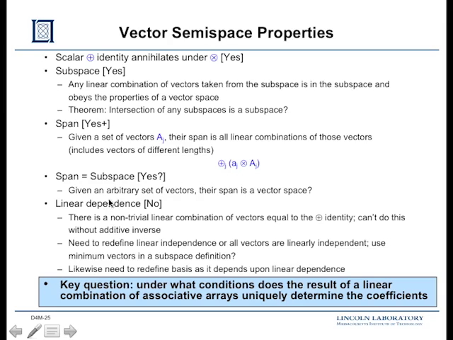Linear dependence: is there a non-trivial linear combination of vectors equal to the plus identity? You really can't do this without an additive inverse, so we really kind of need to redefine linear independence, which we can do, but a lot of the proofs of linear independence and dependence rely on the existence of inverses, and you probably could circle your way around that. Question: are you just missing the additive inverse or both the additive and the multiplicative? Both, yeah.